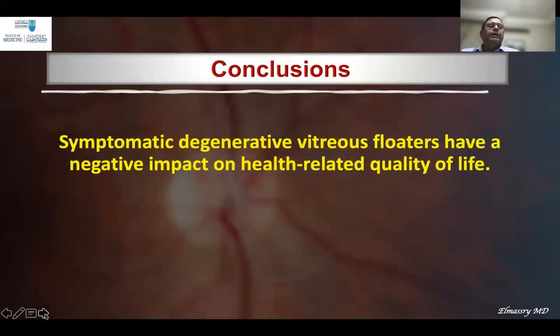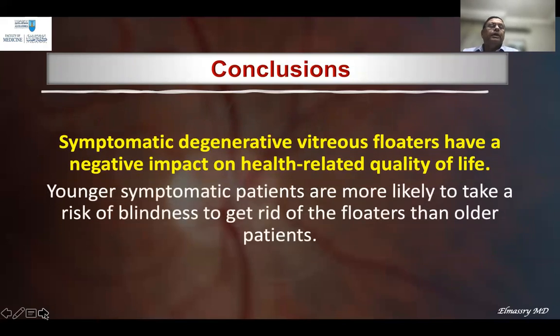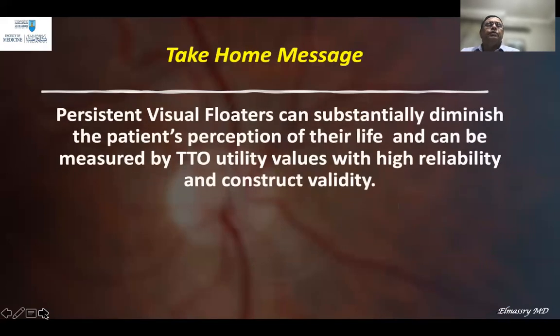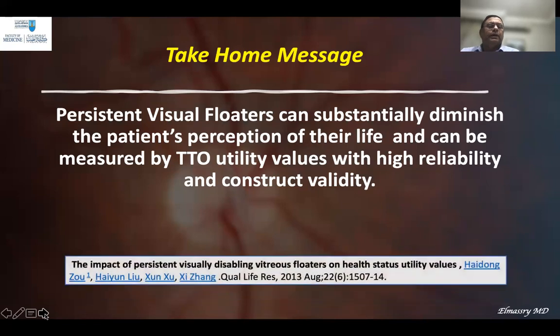In conclusion, symptomatic degenerative vitreous floaters have a negative impact on health-related quality of life. Younger symptomatic patients are more likely to take a risk of blindness to get rid of the floaters than older patients. The take-home message: persistent visual floaters can substantially diminish the patient's perception of their life and can be measured by trade-off utility values with high reliability and construct validity.